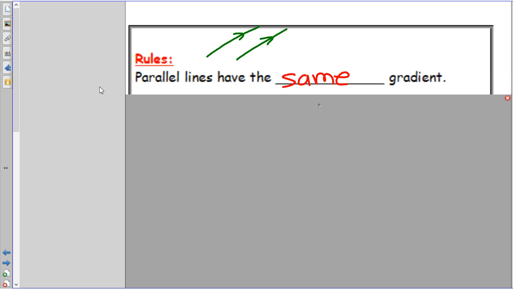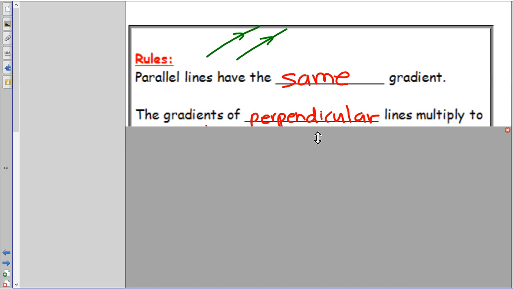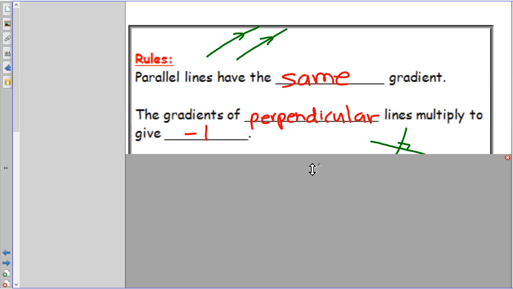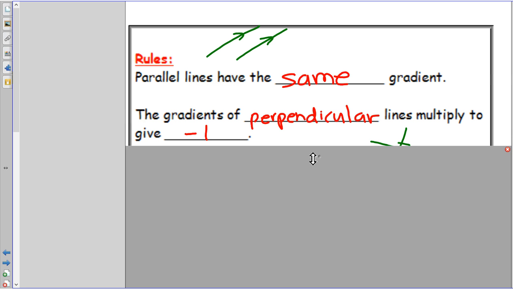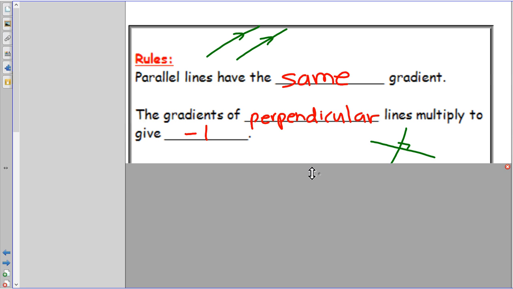You might not realize what I'm asking here: the gradients of perpendicular lines multiply to give -1. So the gradients of perpendicular lines just happen to multiply to give -1. Here's some perpendicular lines, they cross at right angles. For example, you might just want to put a little example in here. The gradient of line A was 2. The gradient of line C was -1/2.